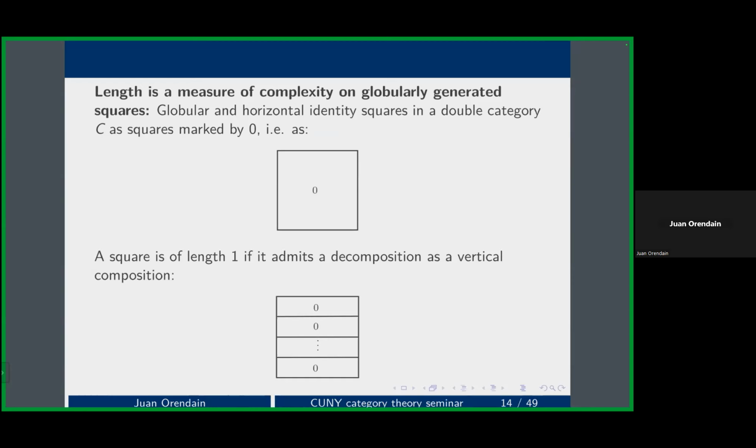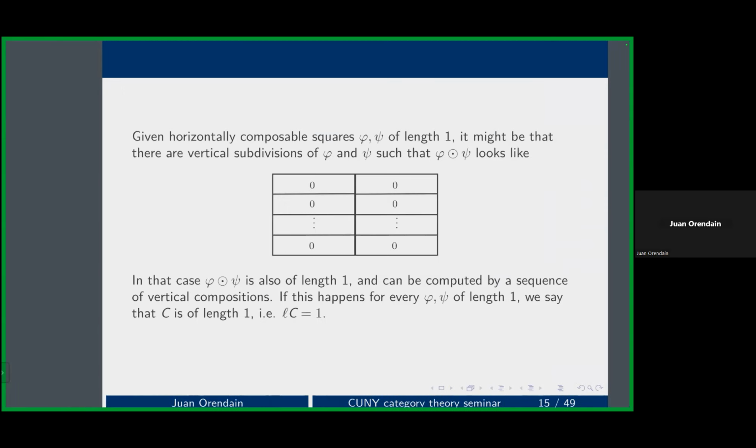Now, if a square you can write as a vertical composition of squares marked with a zero, so a vertical composition of very easy squares, and it's not marked with zero, it's not a globular square nor a horizontal identity, then you say that square is of length 1. So a square of length 1 is just a square that looks like this. It's a vertical composition of 0 marked squares.